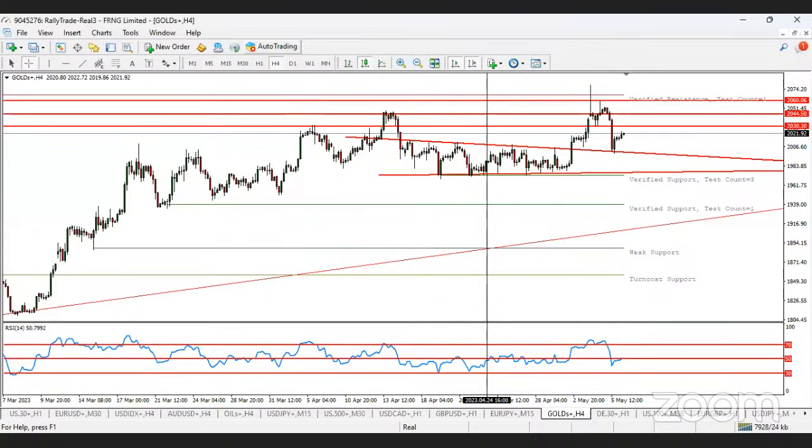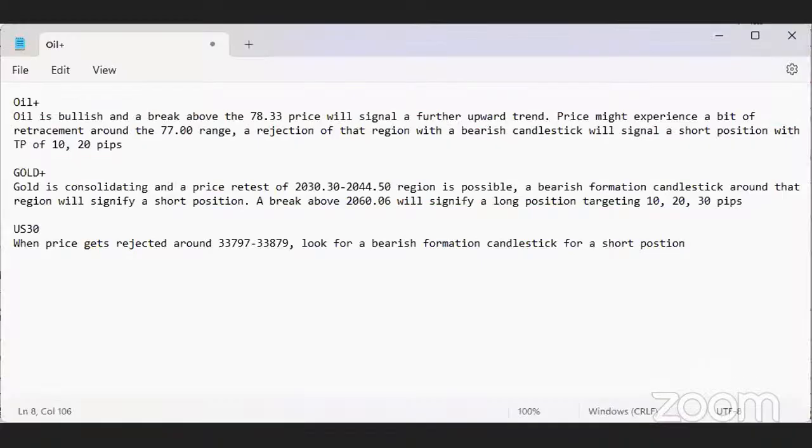Now I'm going to share my screen for entry points, and then we can call it a day. All right, so this is it. Once again, I just shared the price entry. The TP for oil again is 77.19, and if you're on your laptop, you can write it up to 78.33.